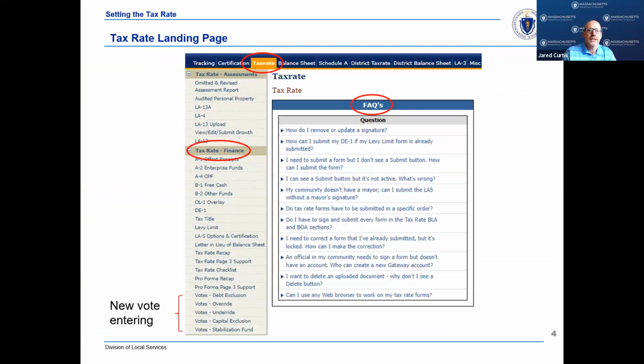On the left side of the tax rate recap landing page, you will find the various links to the tax rate support forms. You can also find a frequently asked questions section that will provide you with helpful information.